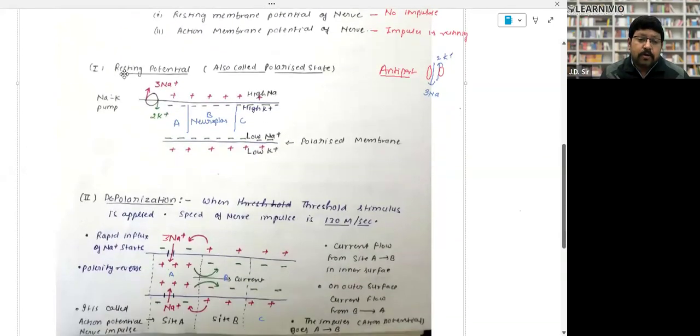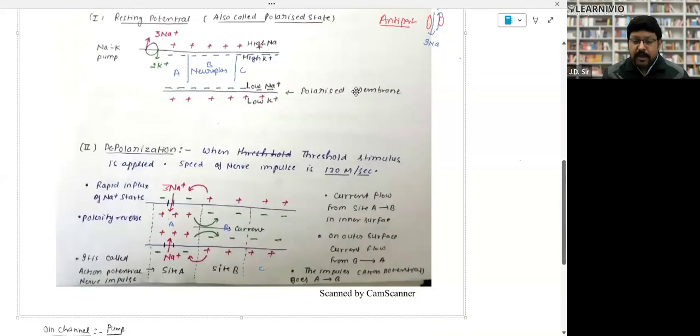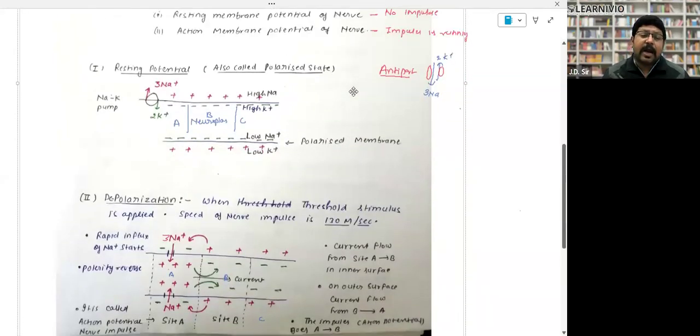So the first phase is resting potential. When neurons are not working, they are at inactive state. It is also called polarized state. So when neurons are not working, or they are at polarized state, what will happen? On that state, suppose that this is a membrane of neuron, right? At normal stage or resting stage.